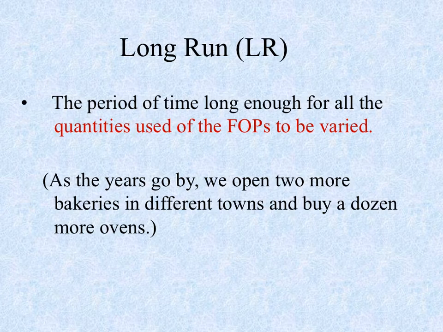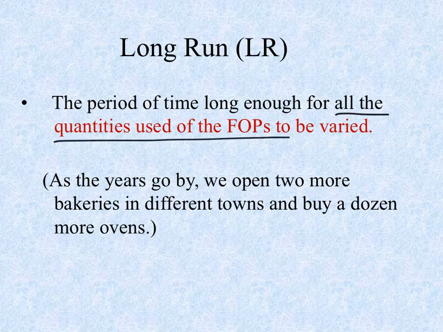So the long run then is the period of time long enough for all of the quantities used of the factors of production to be varied. So as the years go by, in our example of the bakery, we open 2 more bakeries in different towns and buy a dozen more ovens. So a really good example of this.